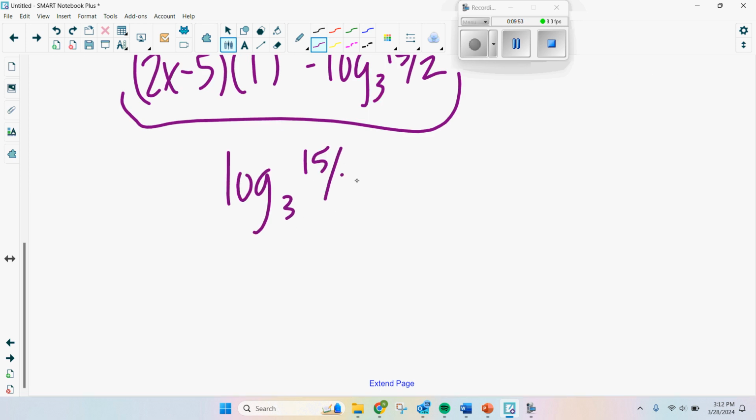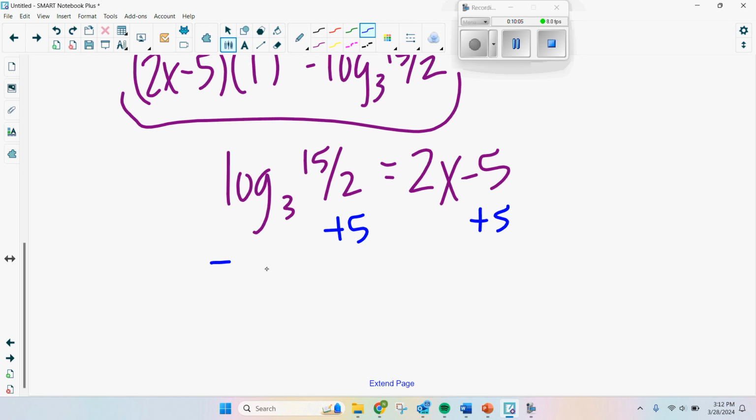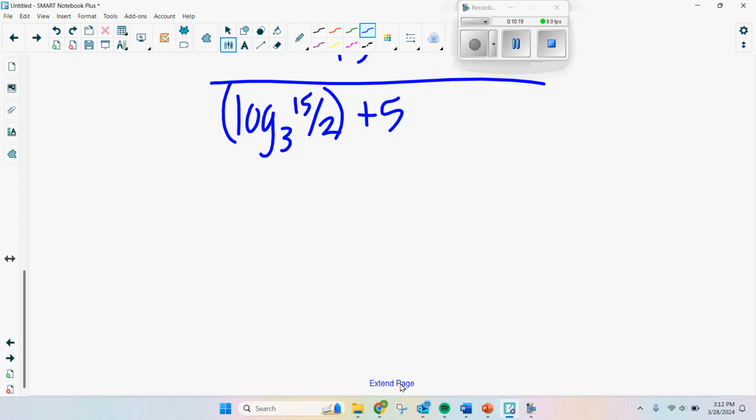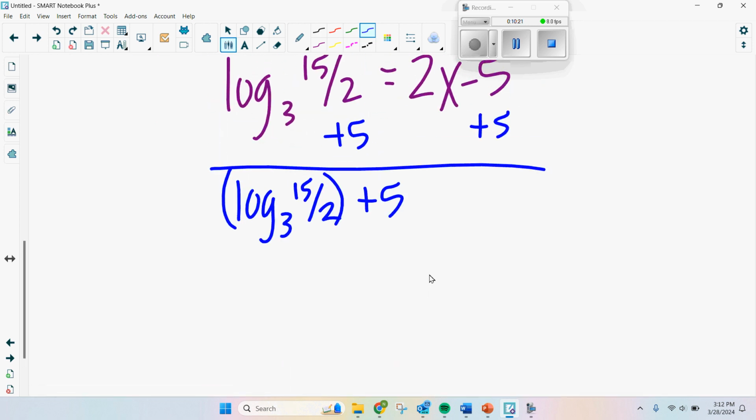Here we are. We're trying to solve for x. Personally, I don't know what log base 3 of 15 over 2 is, so I'm going to leave that alone. I need to add 5. Please note, I'm not adding 5 to the 15 over 2, because the 15 over 2 is technically part of the logarithm. What's in parentheses here is a number. I just don't know what that number is off the top of my head. So I just put a plus 5 on the outside.